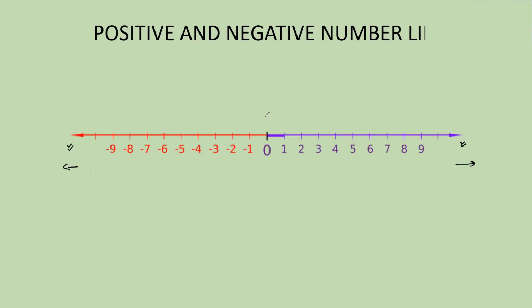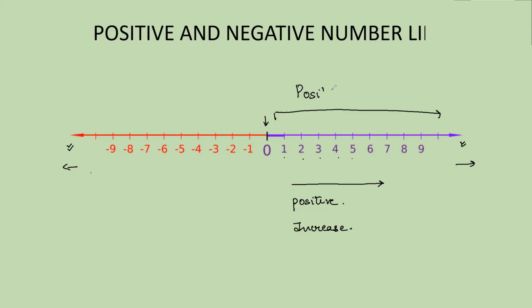So when we see the number 0 over here, on the right hand side of the number 0, all the numbers are positive. They are positive numbers. We can see positive 1, 2, 3, 4, 5 and goes on. And the difference between them is same. This means they are consecutive and they increase in value. Therefore, the number line with positive numbers, which is on the right hand side of 0, is called a positive number line.